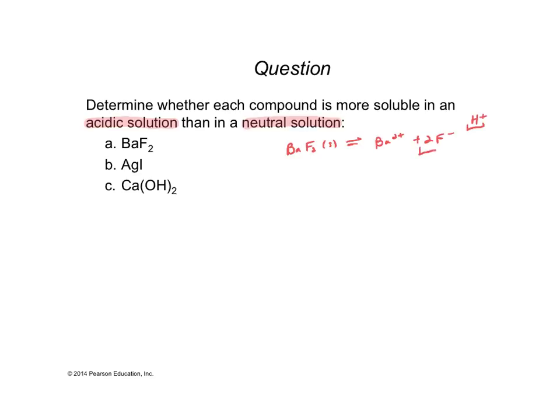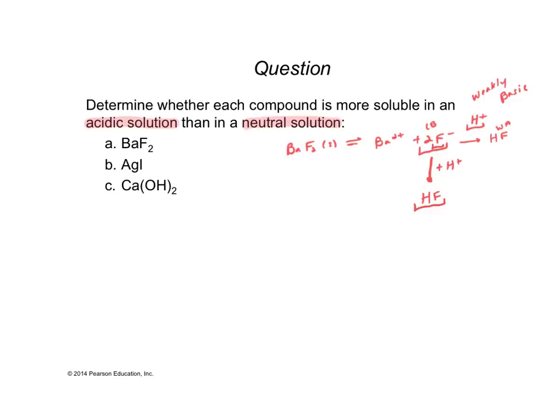So hopefully you realize that fluoride is the conjugate base of a weak acid. The weak acid is HF. This is the conjugate base, so that means that it is weakly basic. So in the presence of something like H+, it will react and form its conjugate acid. And what that does is it removes this fluoride from solution. It's in the form now of this little weak acid, which is removing the concentration that we had of fluoride ions.